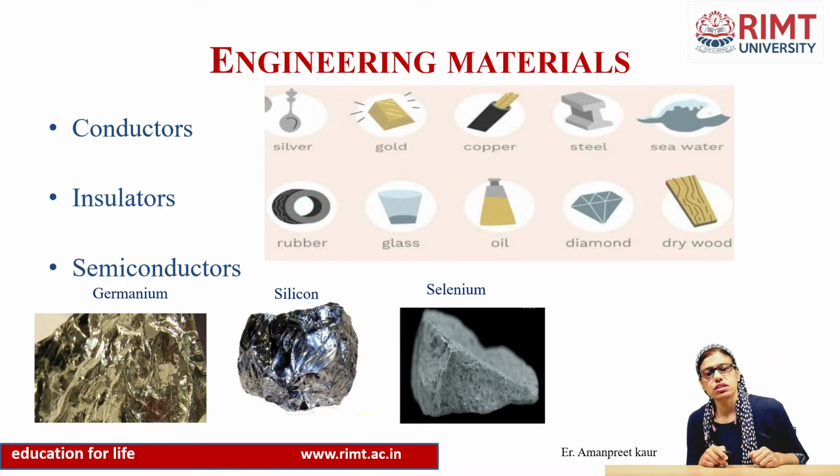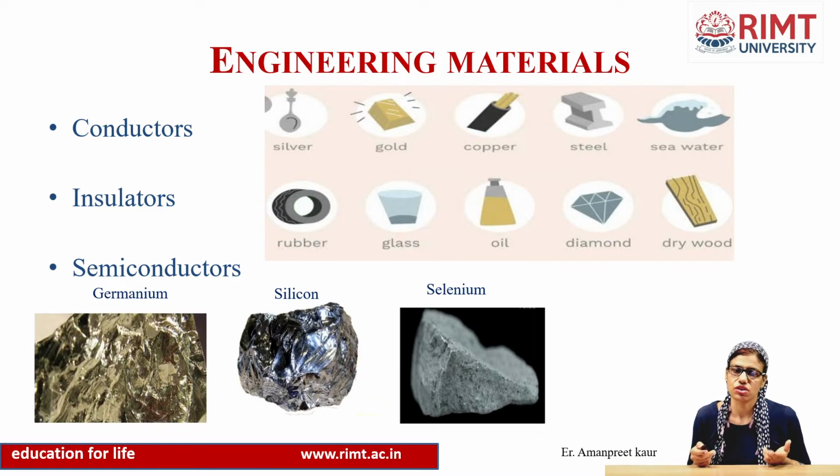Next is the insulator. Insulators are bad conductors of electricity; they cannot allow current. Rubber, glass, oil, diamond and dry wood are examples. These are amorphous solids which do not have a crystalline structure. Next is the semiconductors.